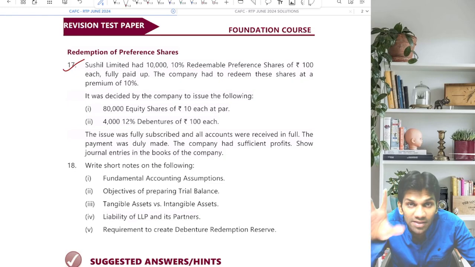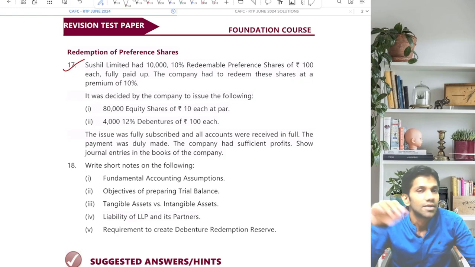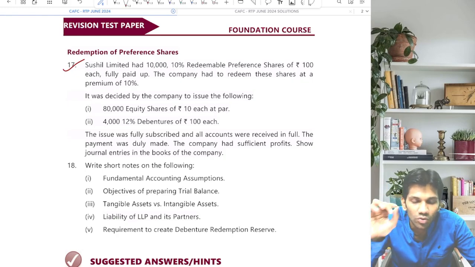A fresh issue of debentures done by the company, and the proceeds received, the collection from the issue of debentures, cannot be utilized to redeem the preference shares. Very important topic, please make a note of the same.